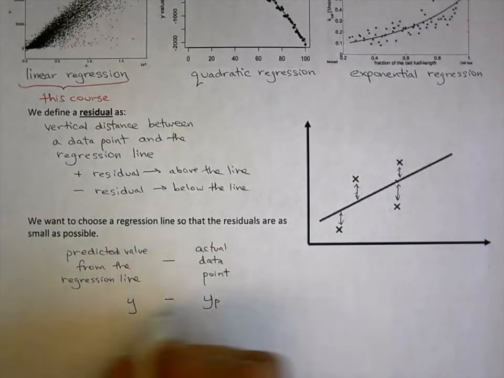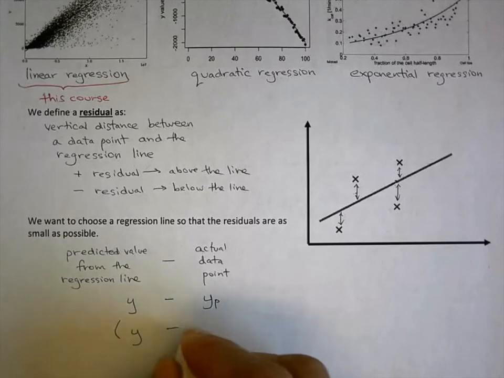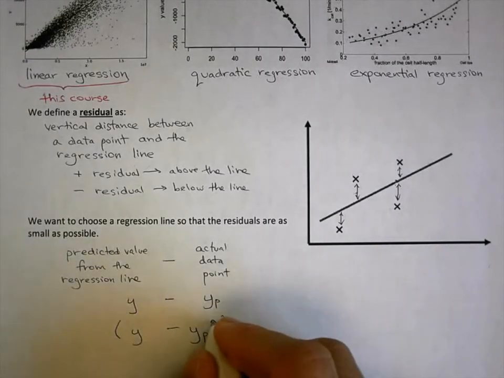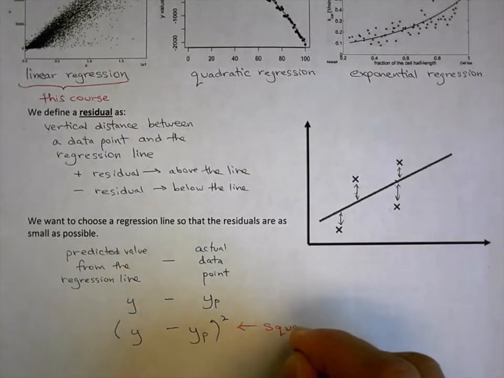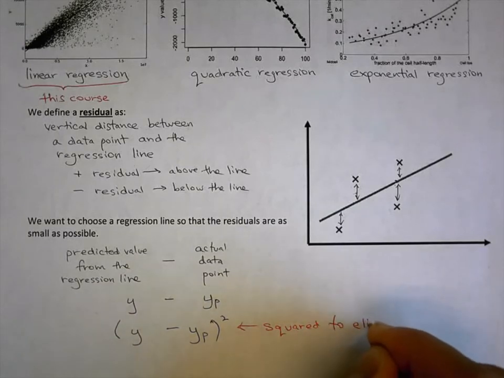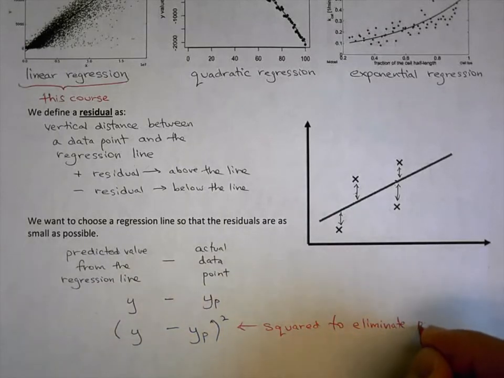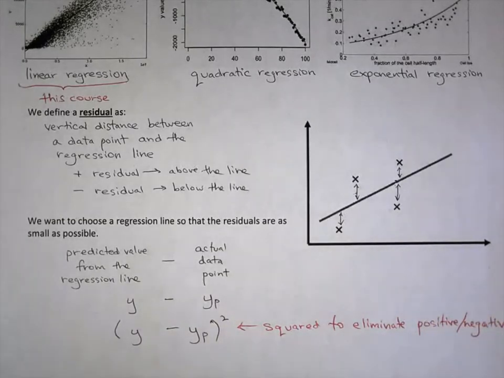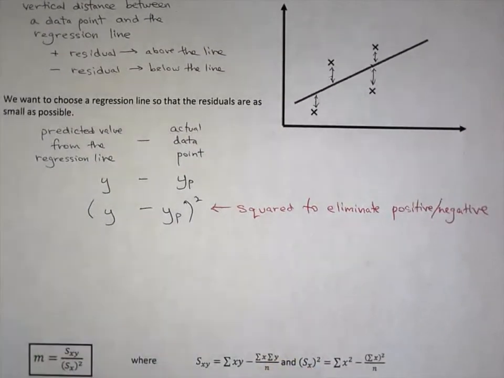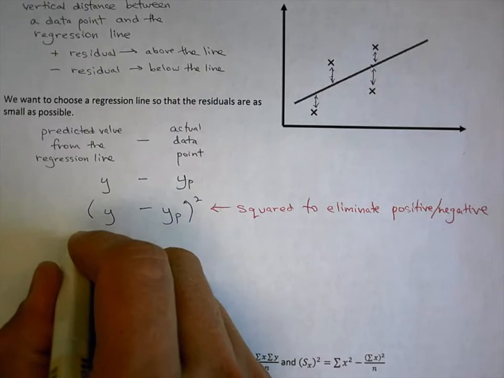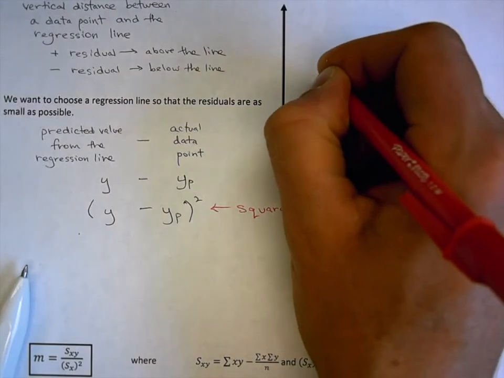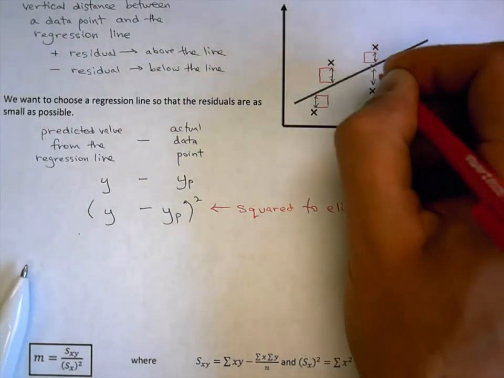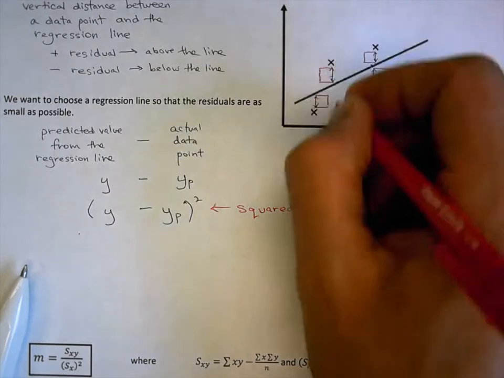So to eliminate the negative, I'm going to square this expression, to eliminate the positive and negative. Next step is I'm going to add up all of these residuals. Essentially, I'm adding up these square areas, because I squared these amounts. So I'm adding up all of these areas.